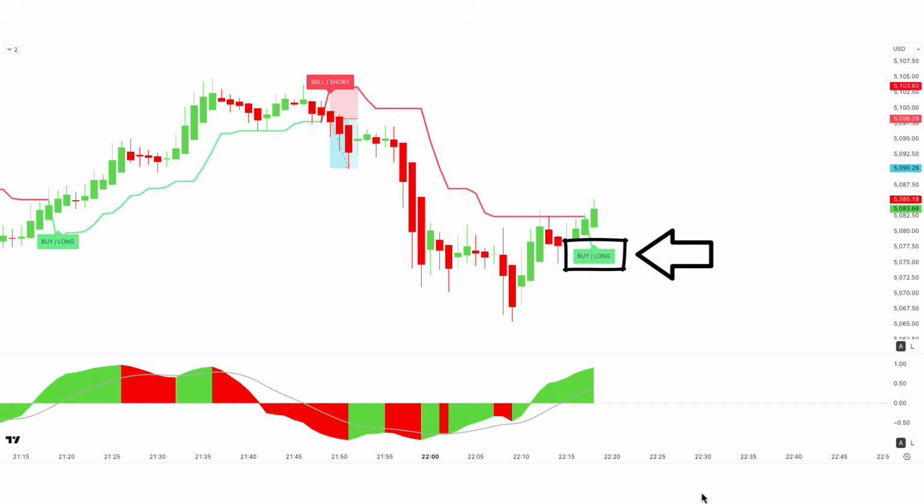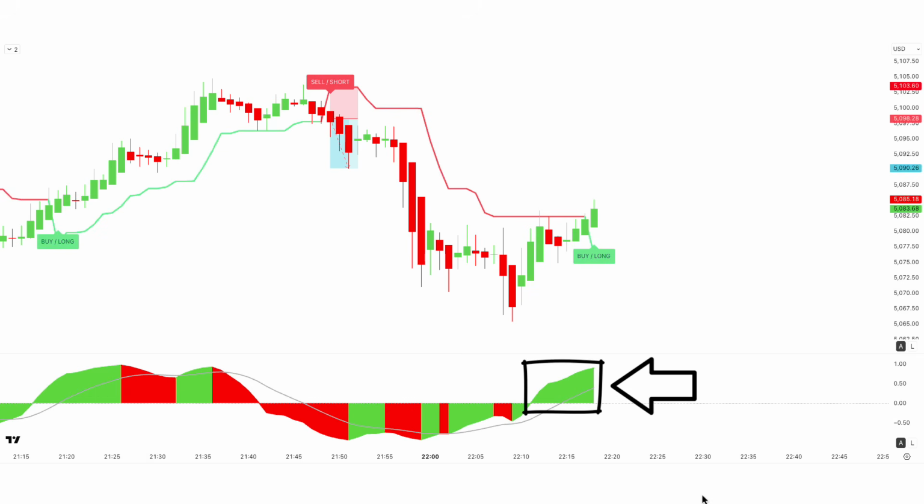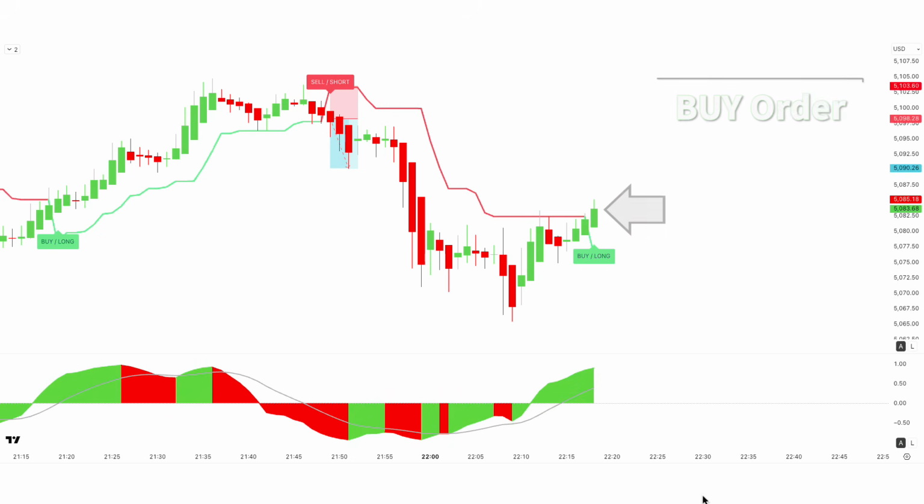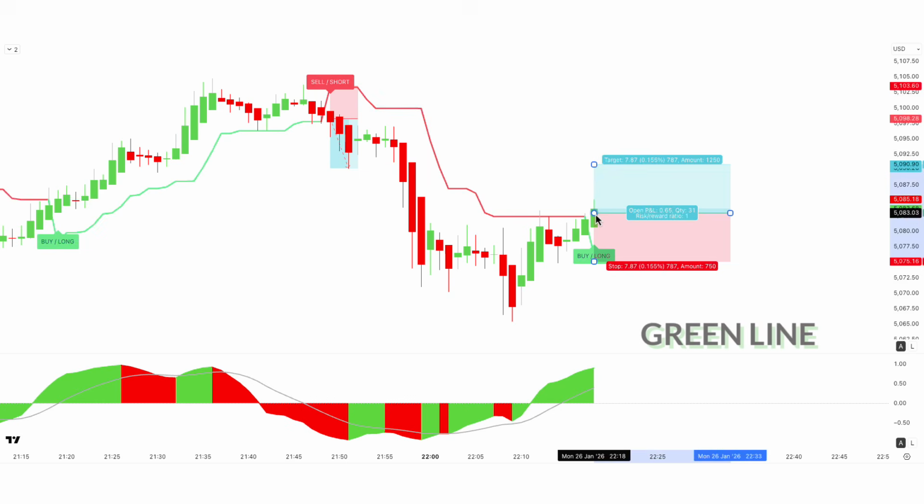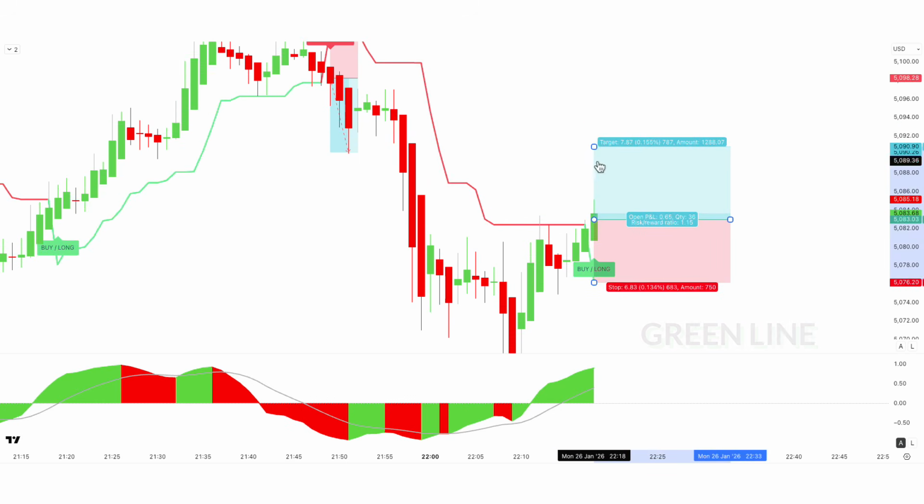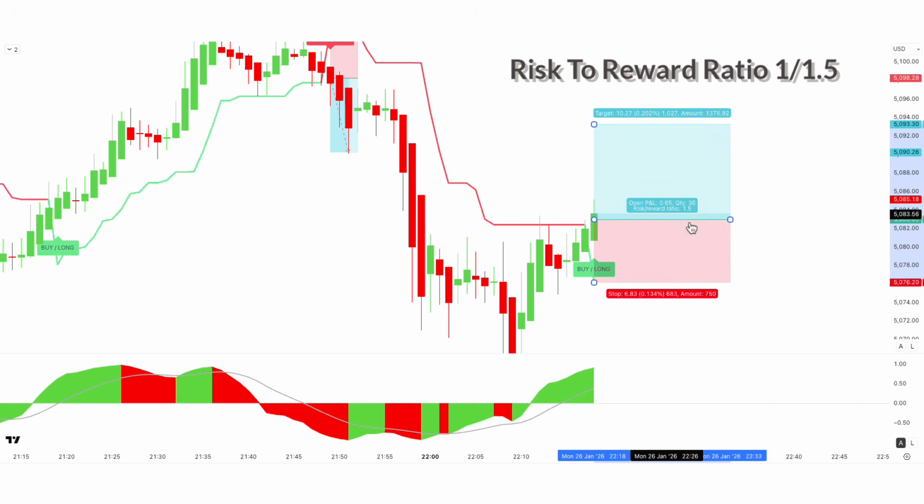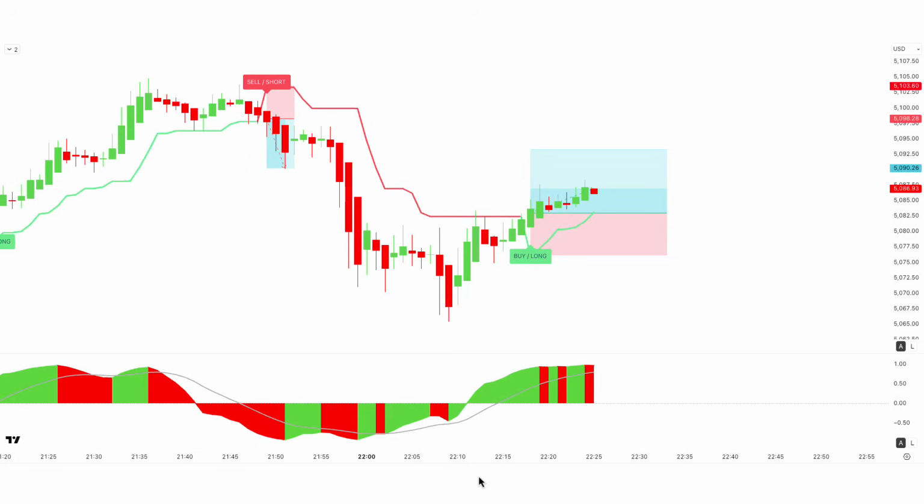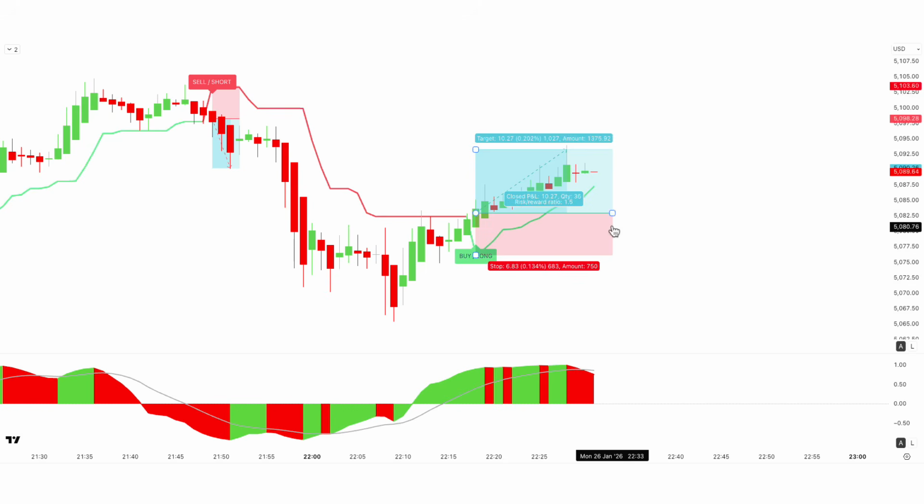When the Sovereign Gold Flip arrow of this indicator is a long signal, when the Normalized Smoothed MACD is in the green area, and when the market forms a bullish candle, if this condition is fulfilled, then we will place a buy order. Our stop loss is to be placed at the green line, and the risk to reward ratio will be 1:1.5. The market has completely hit the target.